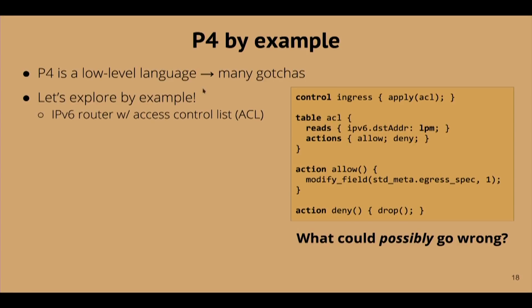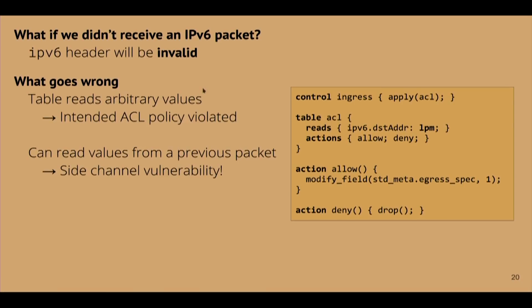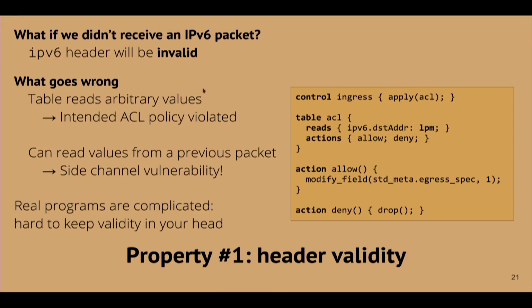Simple, right? What could possibly go wrong? Well, the first problem is if we didn't receive an IPv6 packet, then the IPv6 header will be invalid. When this happens, the table will read arbitrary values, so the intended access control policy might be violated. Even worse, we might end up reading values from a previous packet, and this can be a serious side channel vulnerability. Real programs are complicated enough that it's hard to keep the validity of all the headers in your head. So one property that we'd want to verify is header validity.